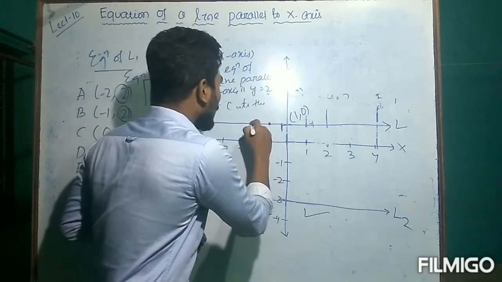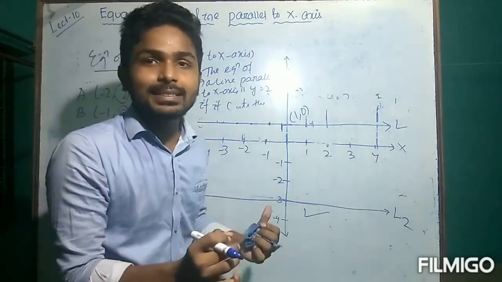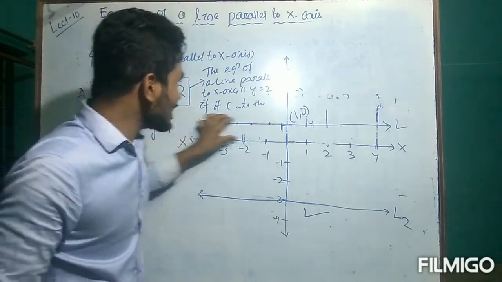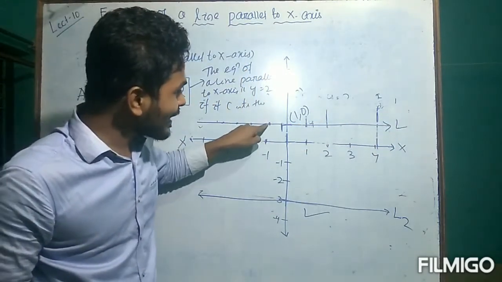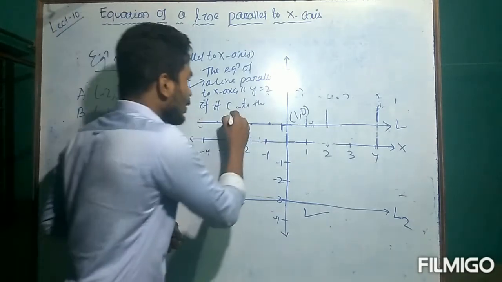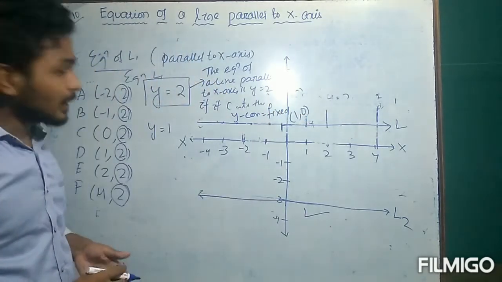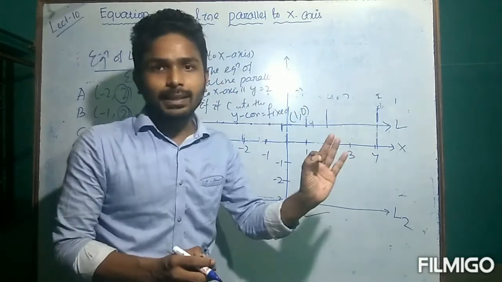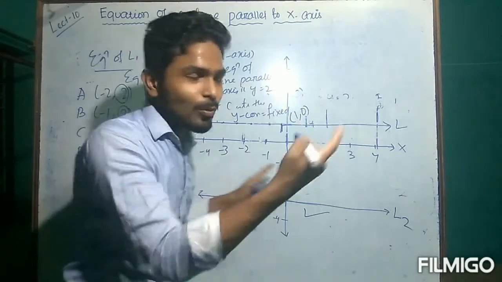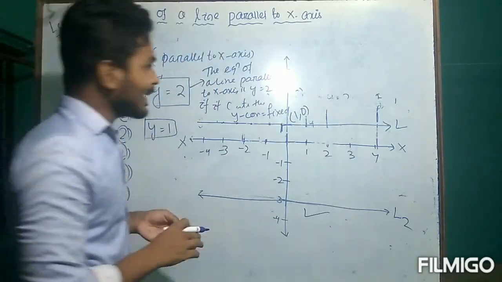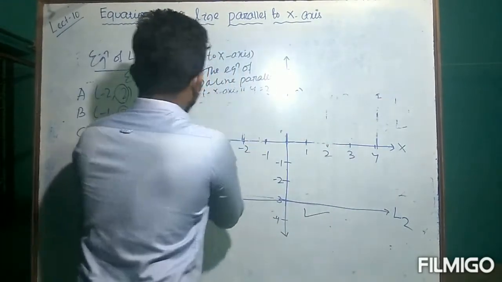Because if you take any point on it, you can see the y coordinate is always fixed, that is 1. Since it is a parallel line, the distance from the x-axis is always fixed, hence the y coordinate is always fixed here. That's why the equation of this line is y is equal to something. Then what is the something? Since it cuts the y-axis at the point (0, 1), y is equal to 1.